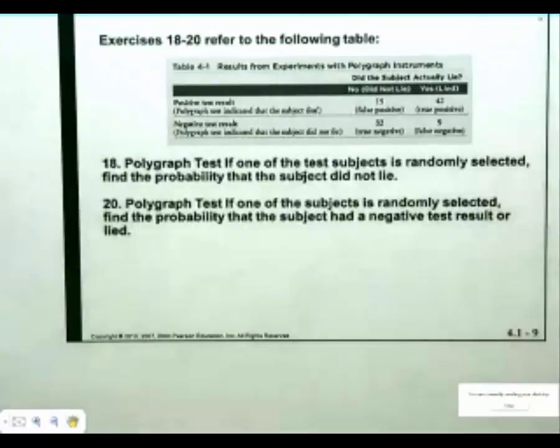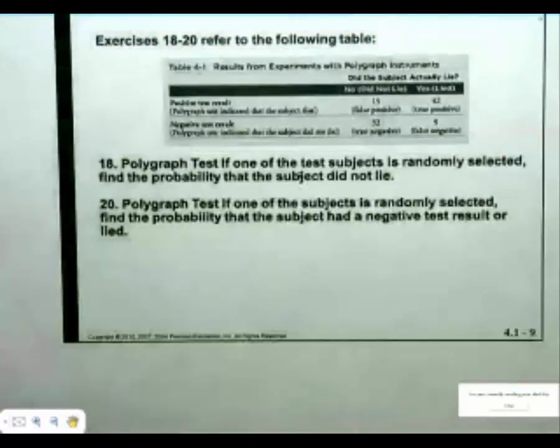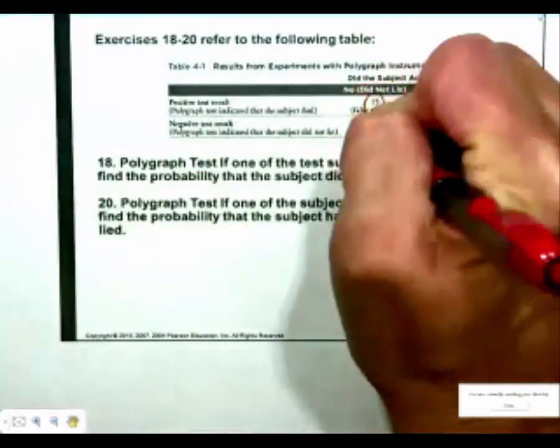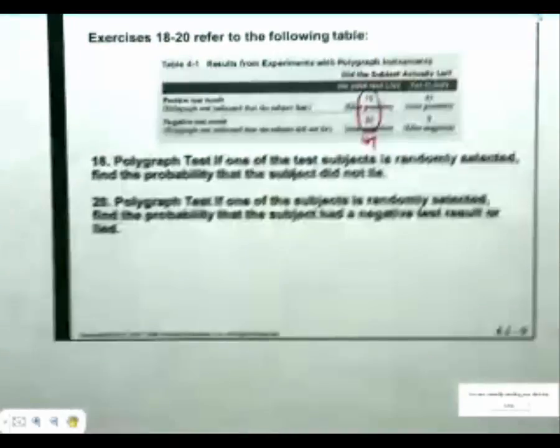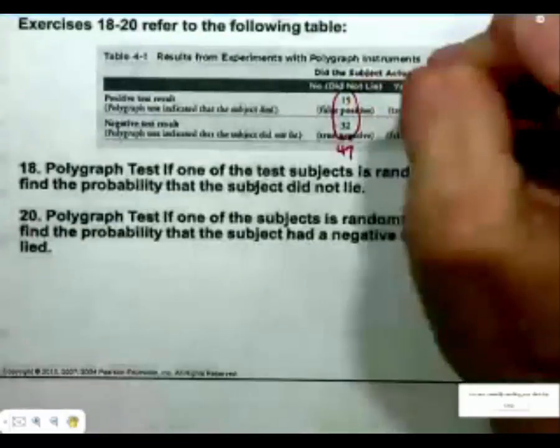If we're looking for the total number who did not lie, that would be these 47. If we were looking for the total number who did lie, it would be this 51.